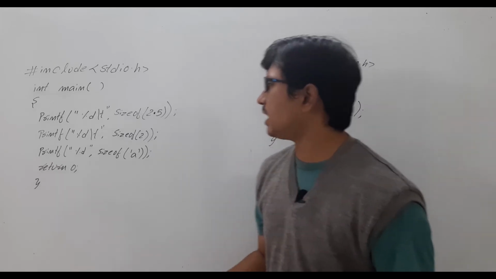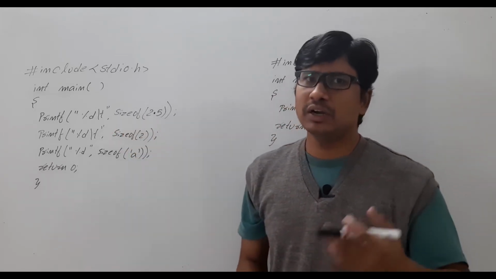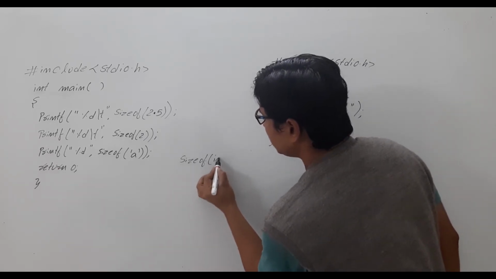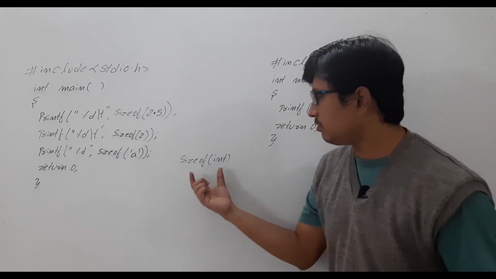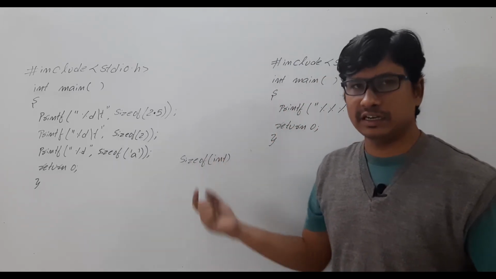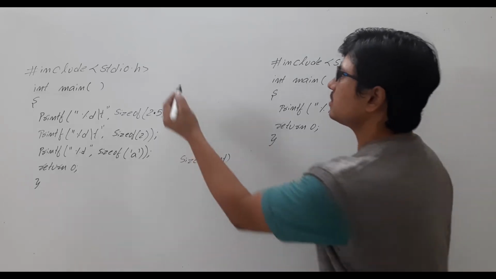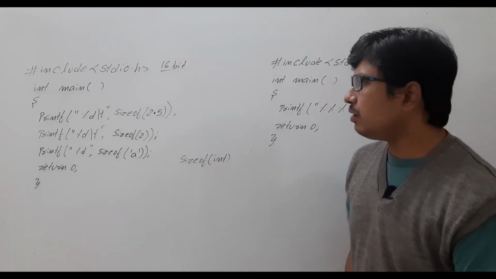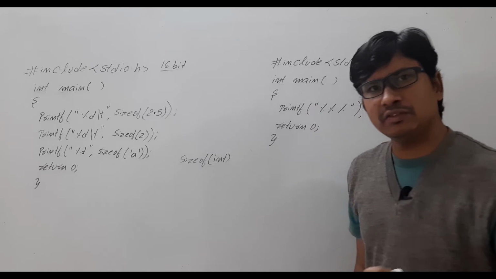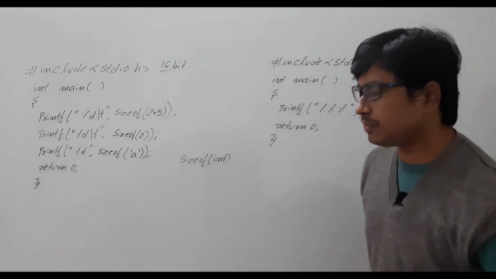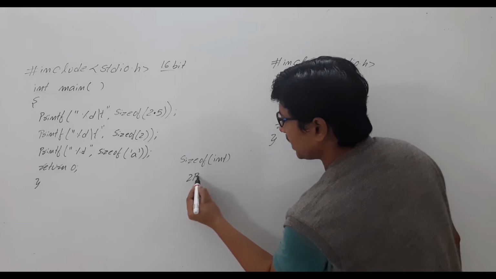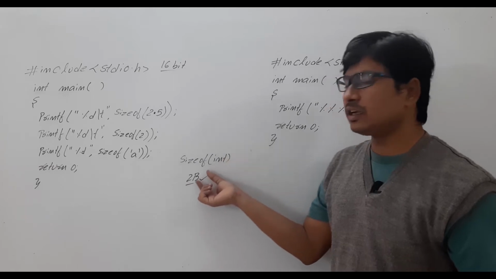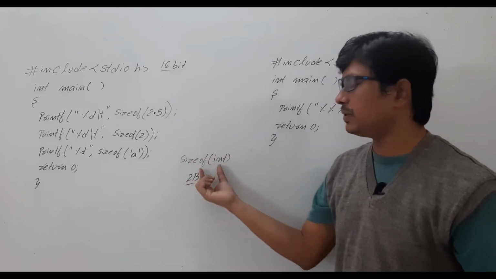In the last few videos, I have discussed the sizeof operator. What is sizeof? We discussed that if you write int in sizeof, it will tell you how much memory will be allocated for an integer data type. Am I right or wrong? Now let me say that we are executing this program on a 16-bit compiler. Then sizeof int will give you the value 2, because it allocates 2 bytes of memory for an int in a 16-bit compiler.